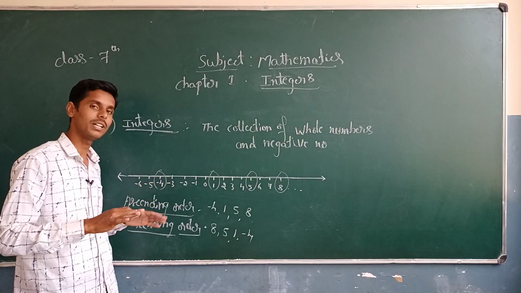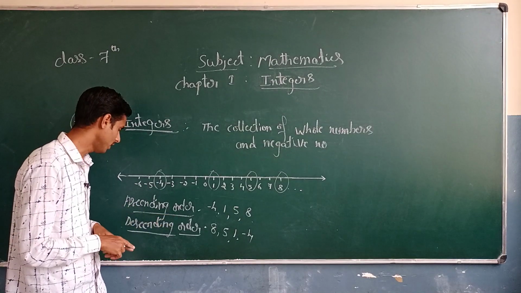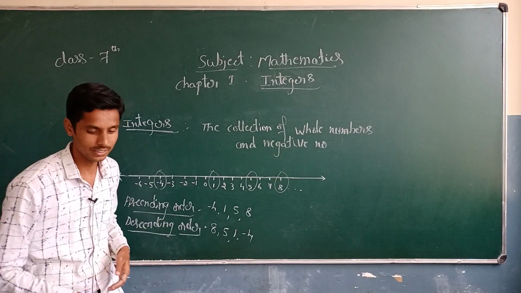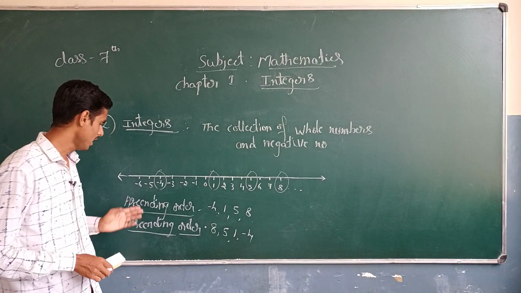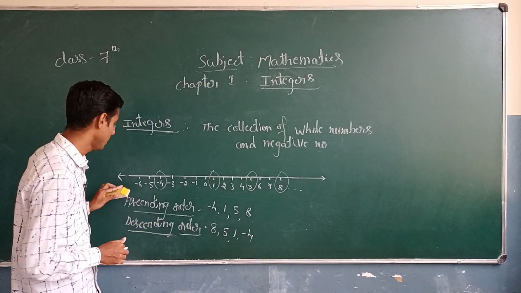If there is no number line, then we have to know how to write the ascending order and descending order. Let's see how to write the ascending order and descending order without a number line.